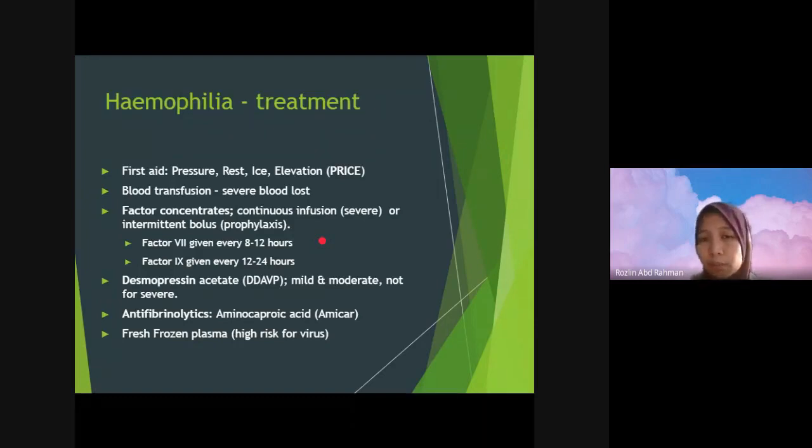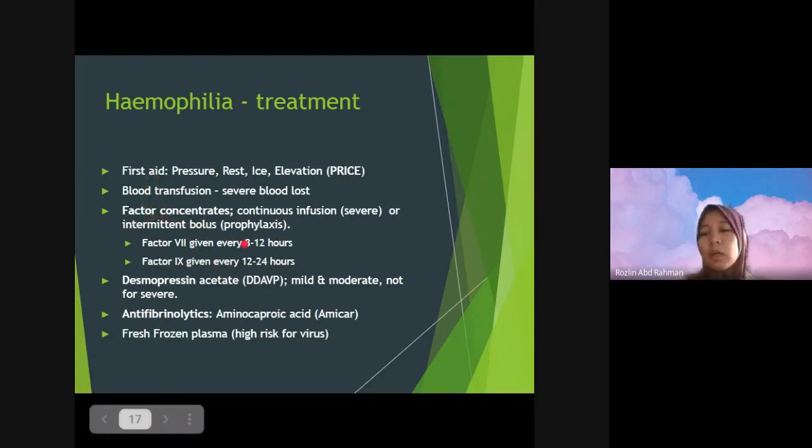In mild to moderate cases, we may not need to administer factor 8, but kita boleh bagi dia desmopressin, DDAVP. Okay, so this desmopressin, dia akan menyebabkan a temporary rise in your factor 8 and your von Willebrand factor. So we can give them secara intravenously or subcutaneously, or kita boleh bagi through nasal spray. Okay, because it is quite expensive kalau kita nak bagi factor concentrate ni.